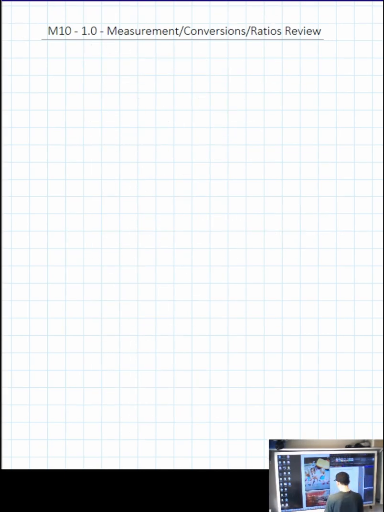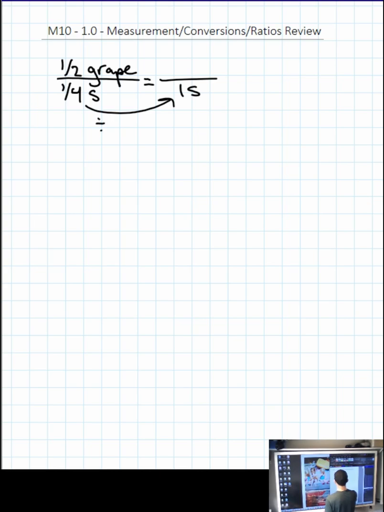Okay, Blair eats 1/2 a grape in 1/4 of a second. We can use S for second. So we need a unit rate. Let's figure out how many per 1 second. So how do you get from 1/4 to 1? Well, we simply divide it by 1/4. How do we get from 1/2? Well, we're going to do the same to the top, divided by 1/4.